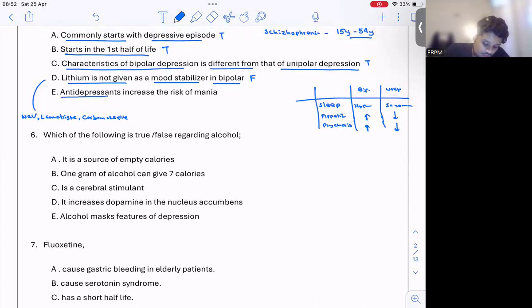Antidepressants increase the risk of mania. That's completely true. That's why we don't give antidepressants alone in bipolar disorder. Right? We always combine an antidepressant with the mood stabilizer. We never give it alone because there's a high chance of getting mania. So remember, very important: antidepressants are never given alone in bipolar affective disorder. That is true.